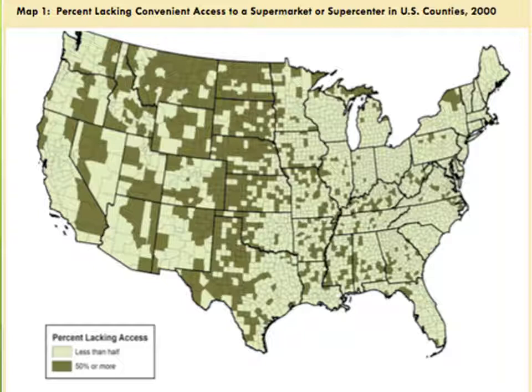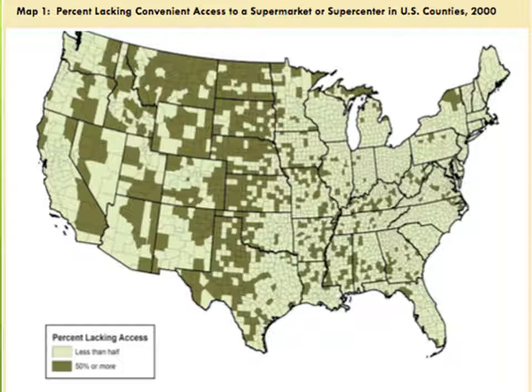So let's take a look at the state of Nevada where we live. All of the counties that are the darker shade, that is more than 50% of the population, lacks access to a grocery store, supermarket, something like that. All right. All of the ones that are the darkest shade, meaning over 50%, are rural counties. Our two more urban counties, Clark and Washoe, less than 50%.